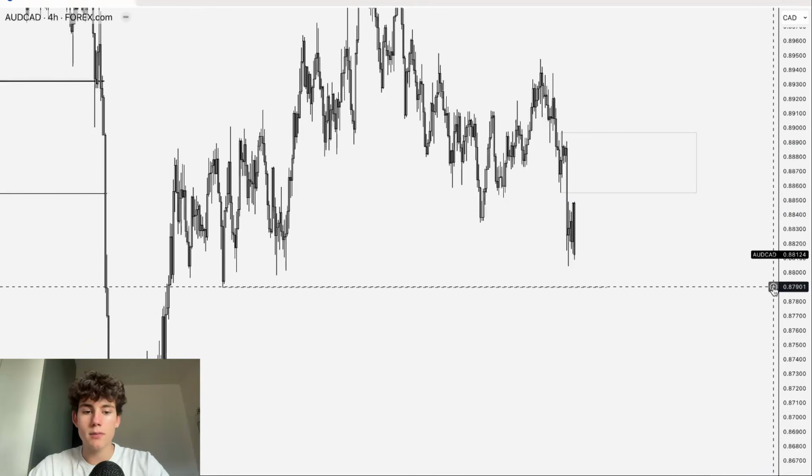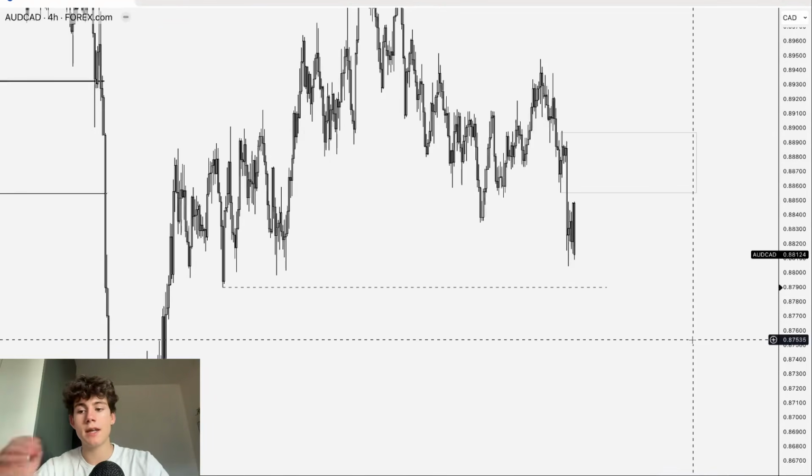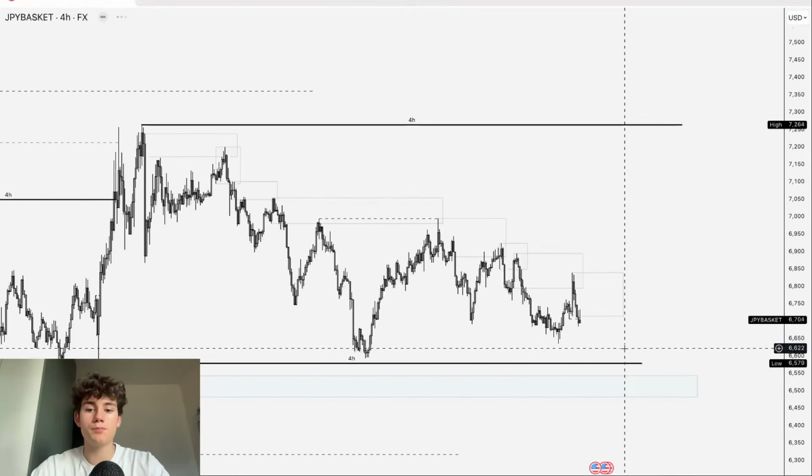I'm even going to place my alert here on the liquidity, because this is definitely a nice setup that I want to be trading.